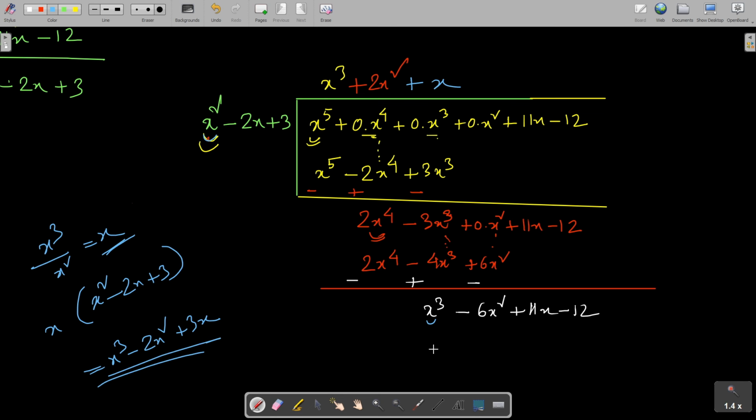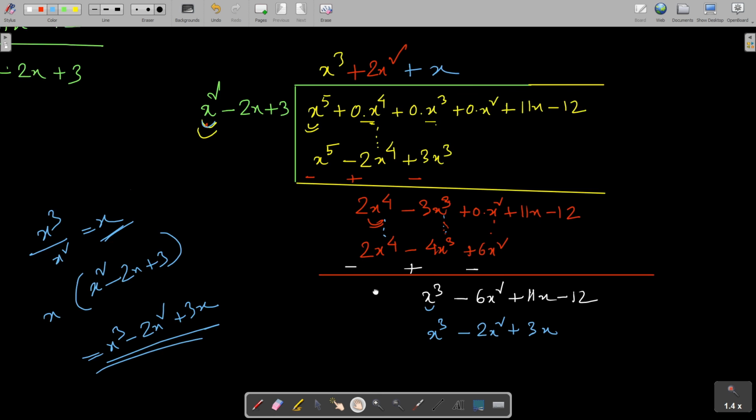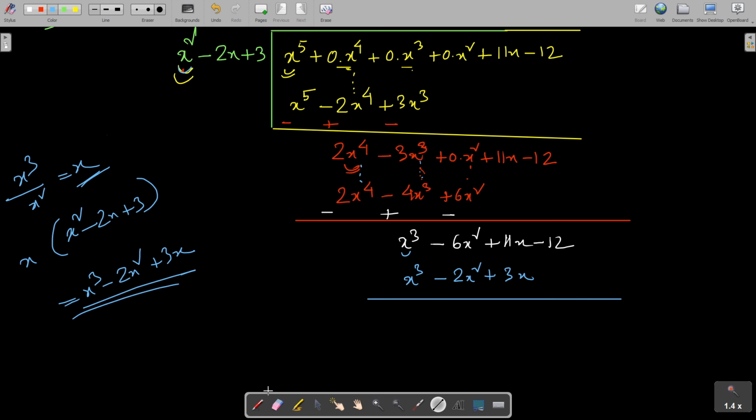And what do we got? We'll write it over here. X cubed minus 2x squared plus 3x. If you have noticed, every steps I am writing like terms below the like terms. You need to follow that. Okay. Now let's do the subtraction. Sign will change, become minus plus minus. X cube minus x cube 0, minus 6 plus 2, minus 4x square. 11 minus 3 is plus 8x minus, just a second, minus 12.